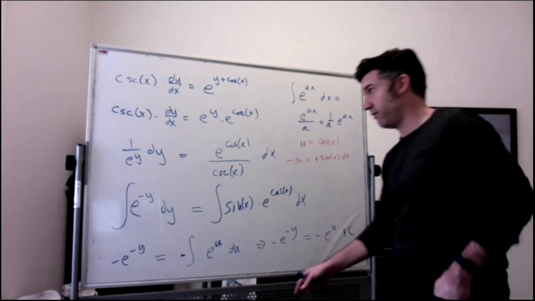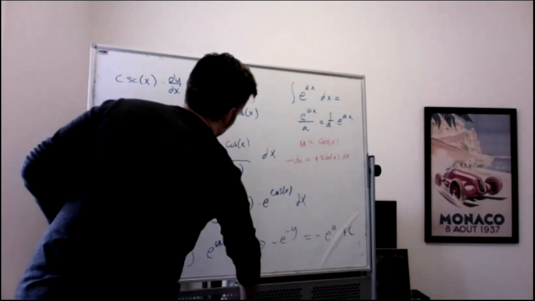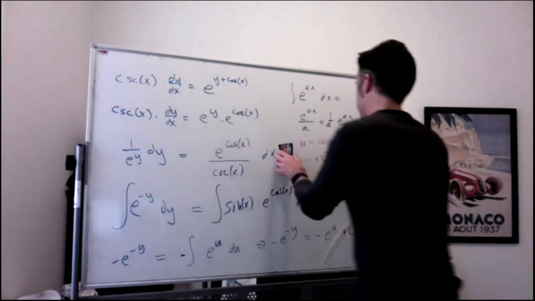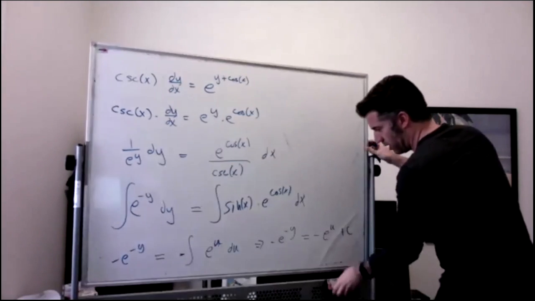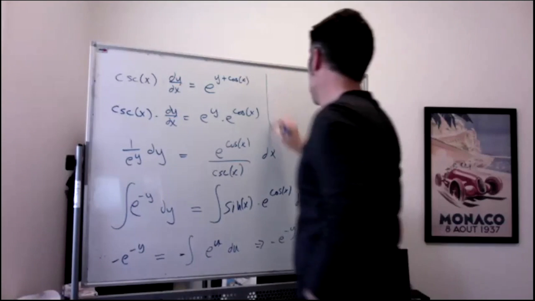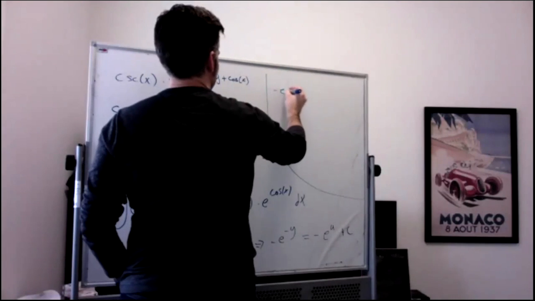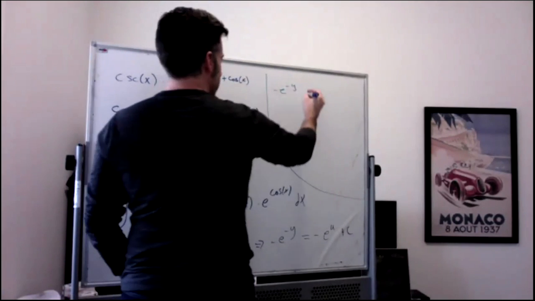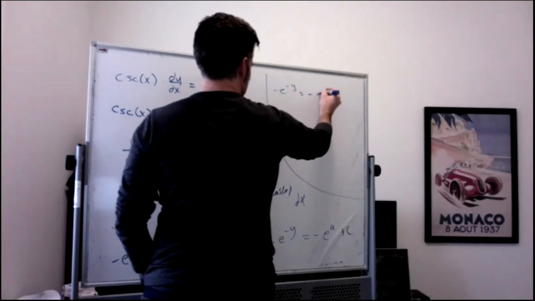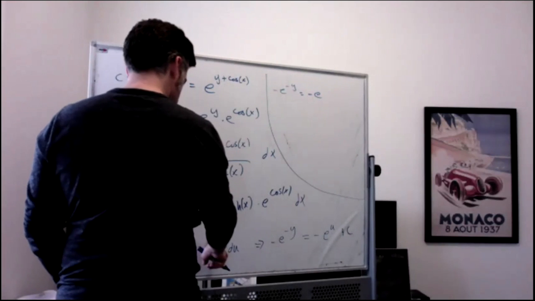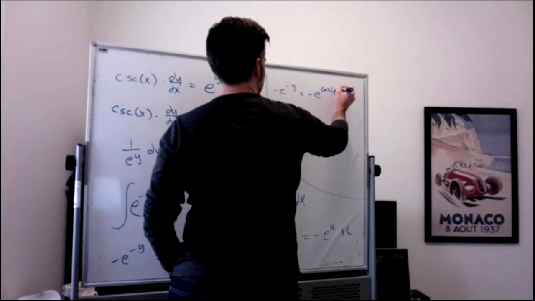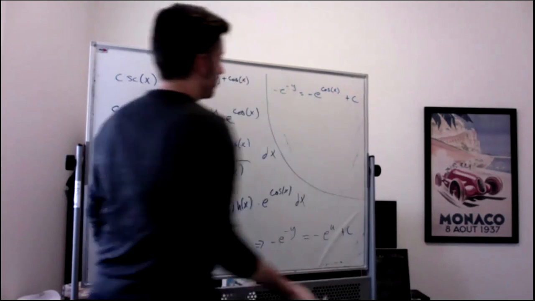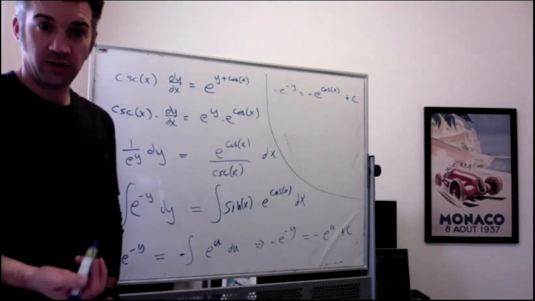So what I really have is negative e to the negative y equals negative e to the u, which I just erased. U was cosine of x. Plus c. So now we're going to try and solve for y.